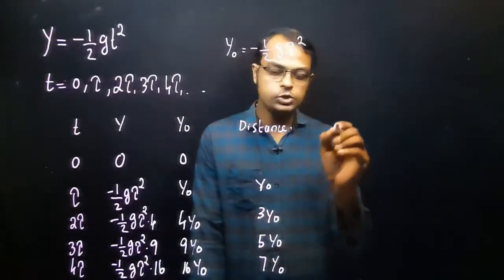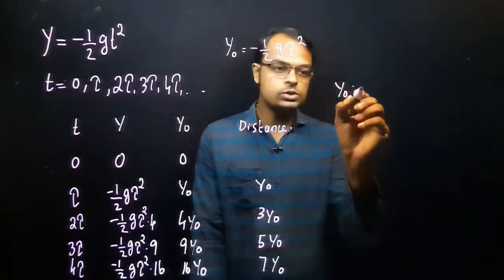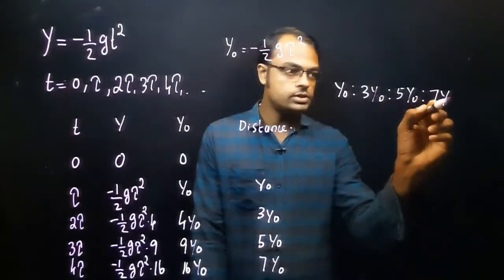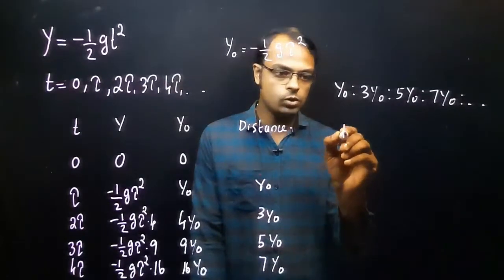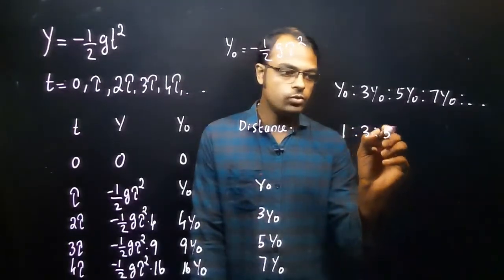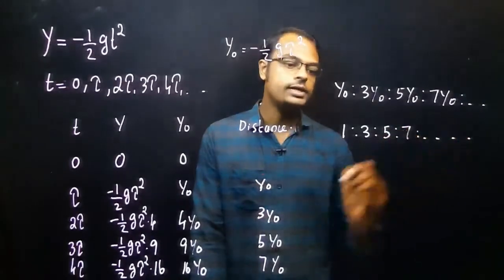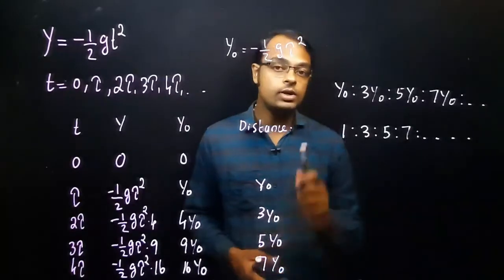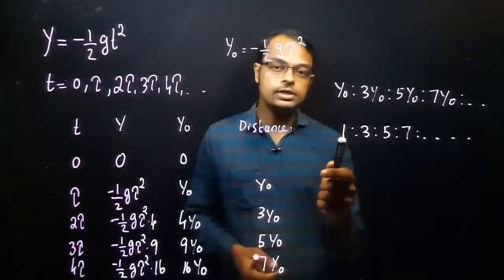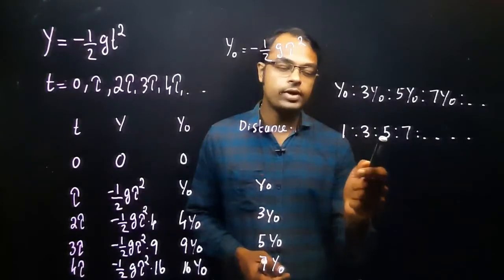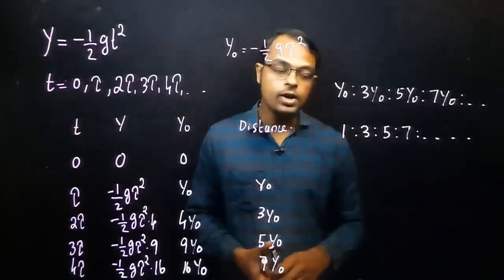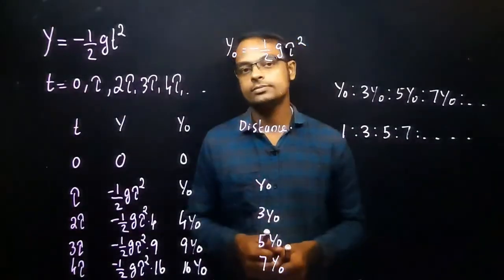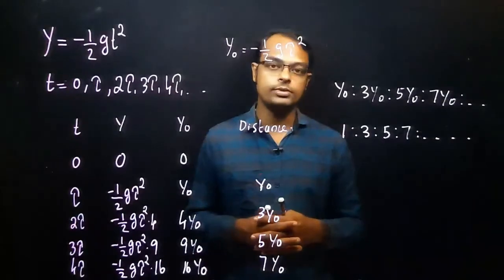Now if we write the ratio, it is y0 is to 3y0 is to 5y0 is to 7y0, etc., that is equal to 1 is to 3 is to 5 is to 7, etc. So we have now proved that the distance traversed in equal intervals of time is in the ratio of 1 is to 3 is to 5 is to 7. This was proved by Galileo, and that's why it is called Galileo's law of odd numbers. I hope it is clear. Just do this problem. Thank you all.